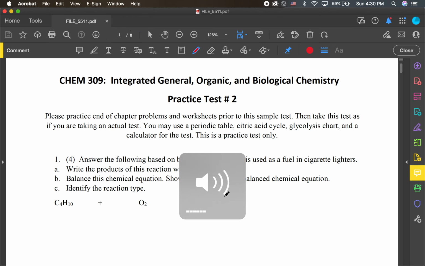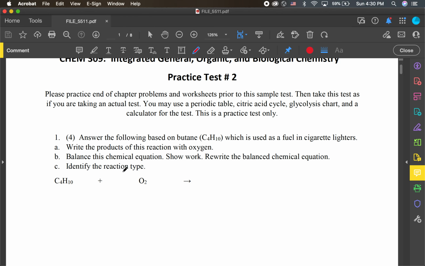Here we're going to work on the first question. It says answer the following based on butane, C4H10, which is used as a fuel in cigarette lighters. It wants you to answer three questions. The first one, write the products of this reaction with oxygen. So it shows butane reacting with oxygen here, and that's going to produce something on this side.